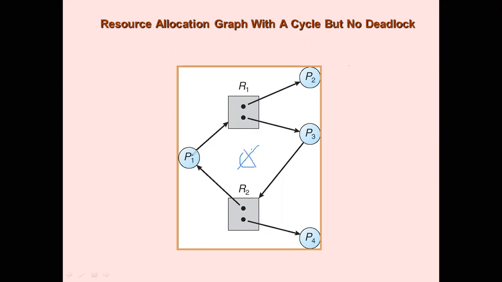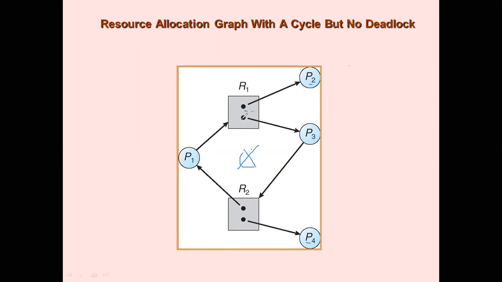Why? Because see, P1 is requesting R1 and R1 is held by P2. But P2 is not requesting any other resource, right? That means P2 will eventually complete its execution and release its resource R1. Similarly, with respect to P4, when P4 completes with R2, it will eventually release R2. That is when P3 can get one instance of R2 and P1 can get one instance of R1, right? So this is an example wherein there is a cycle, but there is no possibility for a deadlock to occur.